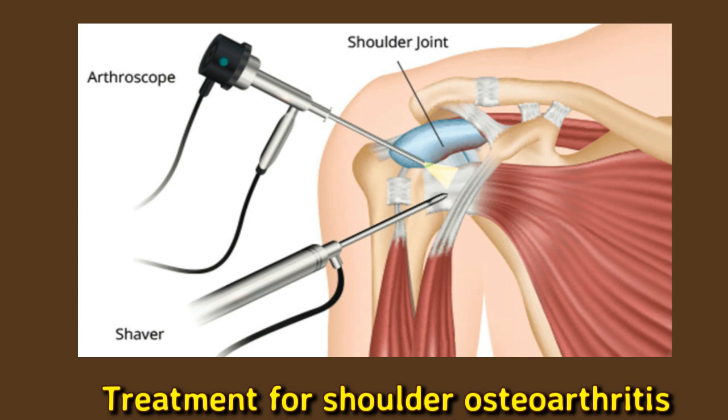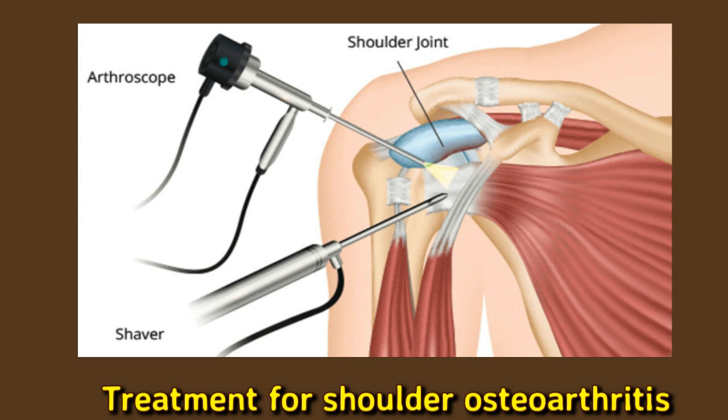Corticosteroid injections to reduce pain and inflammation. Applying heat therapy or cold therapy to ease pain. Surgery for shoulder osteoarthritis can include a procedure called arthroscopy. This involves removing loose pieces of bone or cartilage.